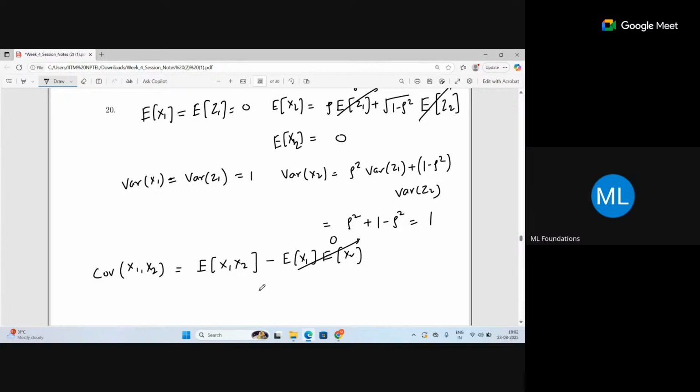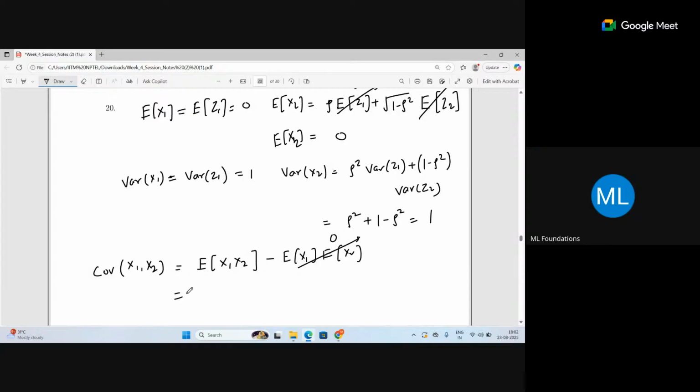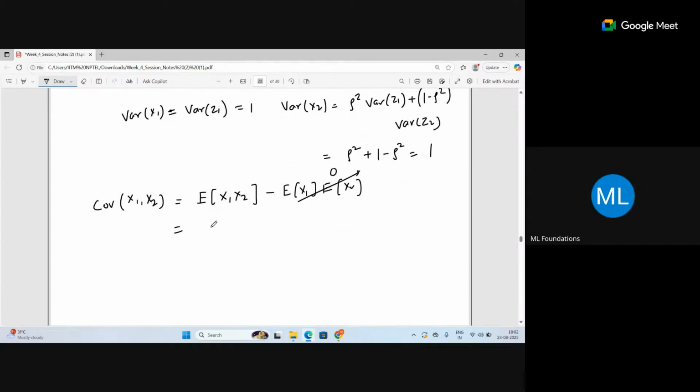Fine. And now what should we do? What is x1? Z1. What is x2? I said these were independent, right? Which ones? X1 and X2? No, we don't know that, right? We know that Z1 and Z2 are independent. We don't know about x1 and x2, right?